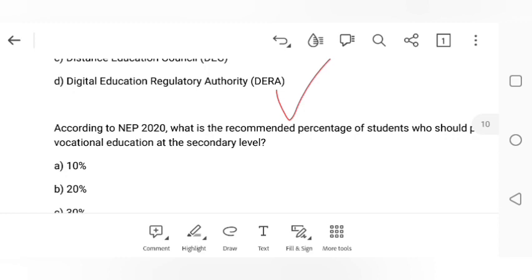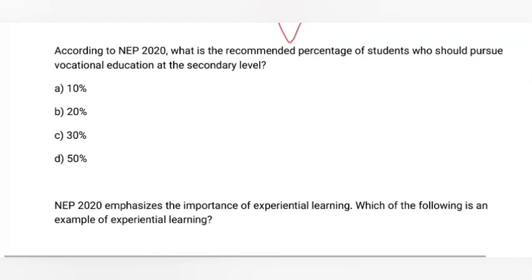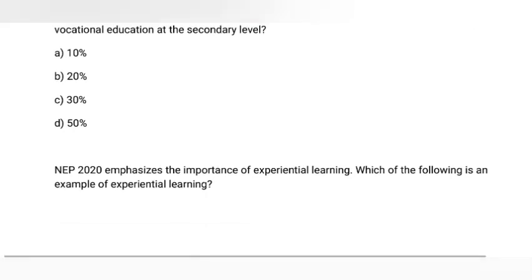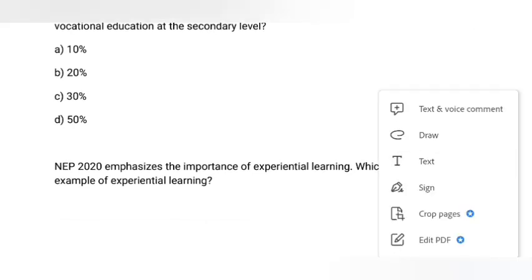You must remember it. Next, according to NEP 2020, what is the recommended percentage of students who should pursue vocational education at the secondary level? 10, 20, 30, 50%. It will be number C, that means 30%.